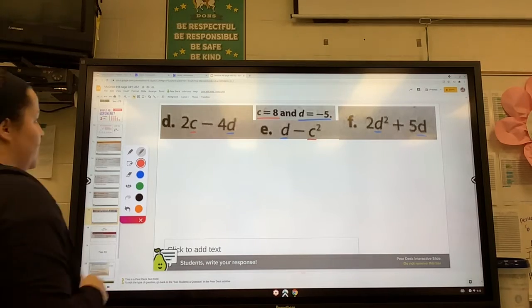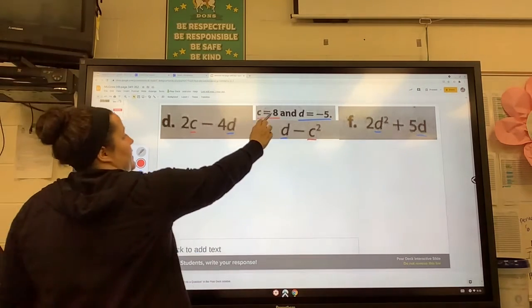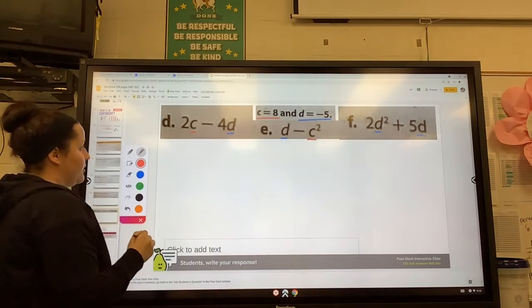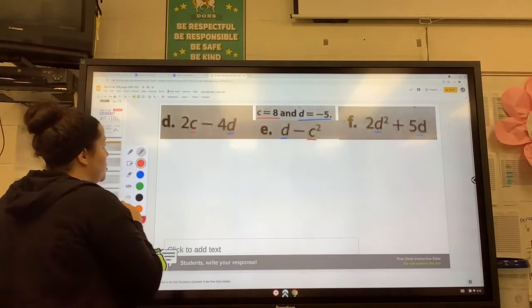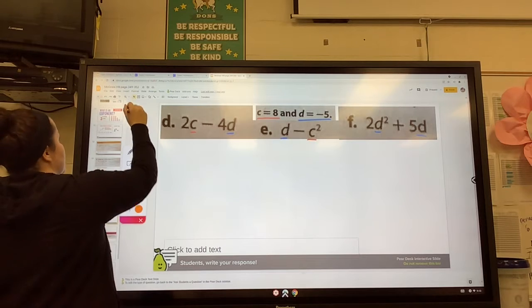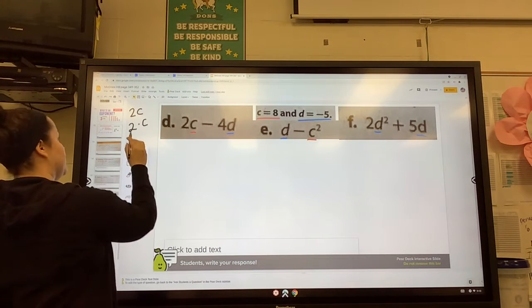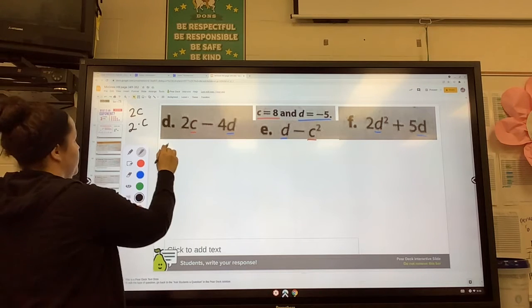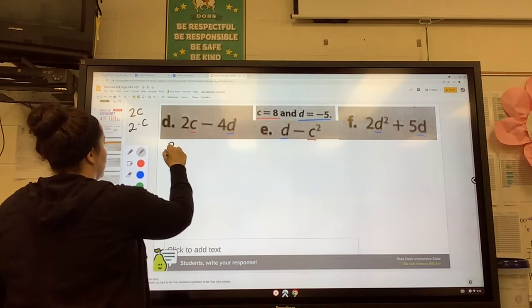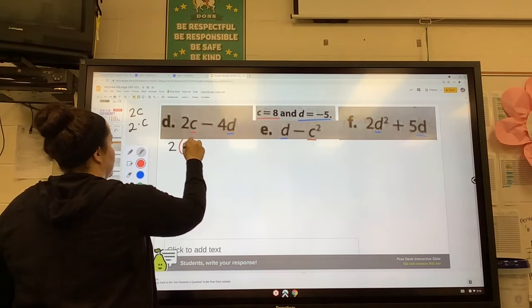Okay, we're going to continue with D, E, and F. We have the values of C and D. I underlined them with colors so you can see where I'm going to plug them in. So remember when you see 2C, 2C is just 2 times C, right? So we're going to use parentheses to do 2 and parentheses C.